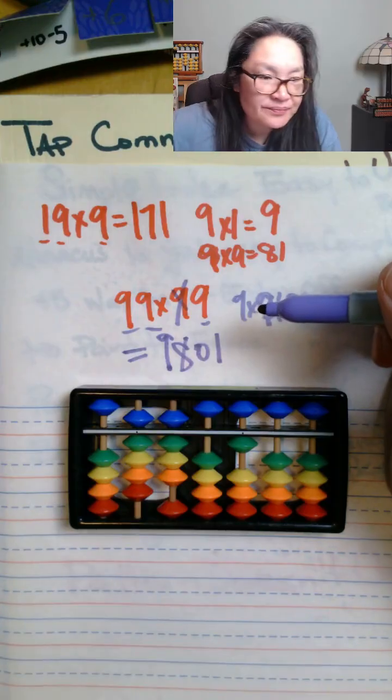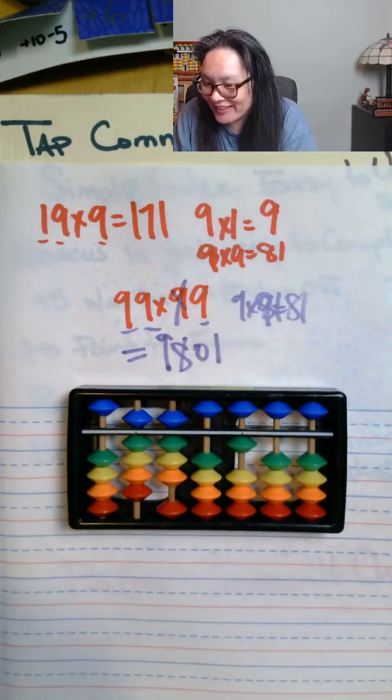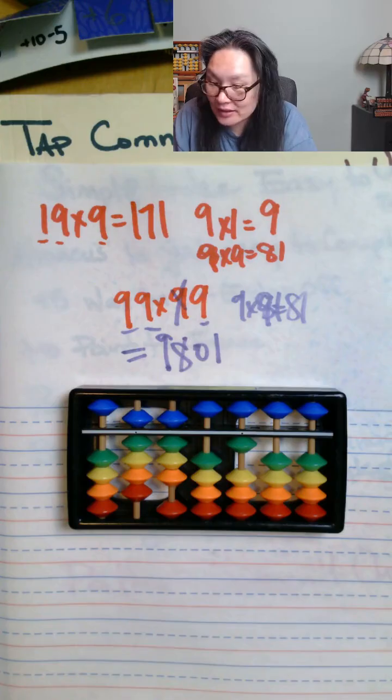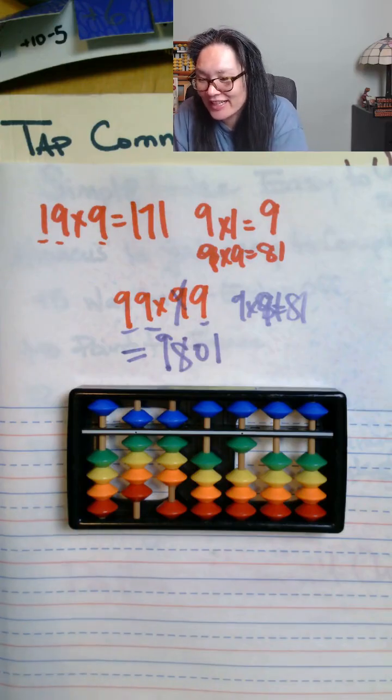Is that even right? Let me double check. 9801. Yeah, okay, good.